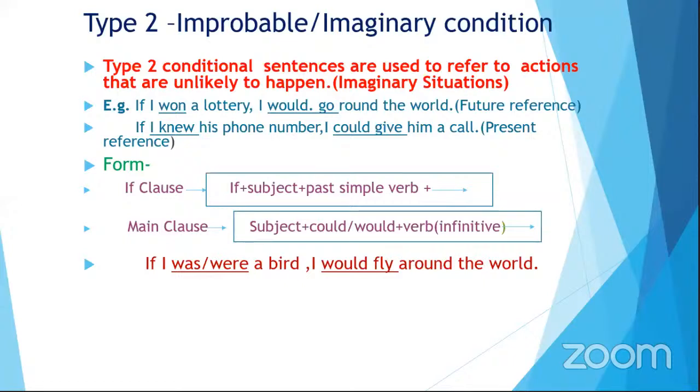Well, I hope you understood my lesson. We can once again look at type 2. Type 2 talks about situations that are unlikely to happen, imaginary situations. I have given you 2 examples, dear students. Then look at the form. Then I have given you another example.